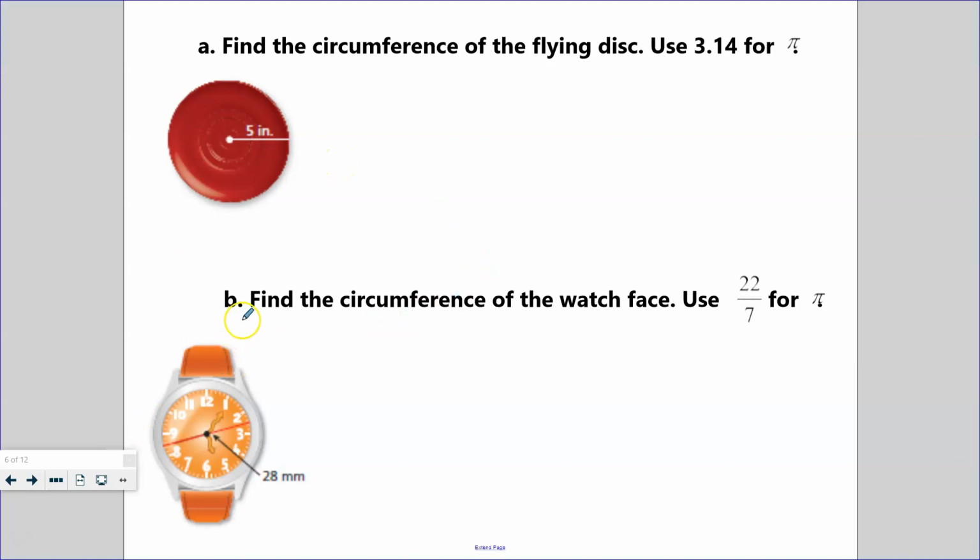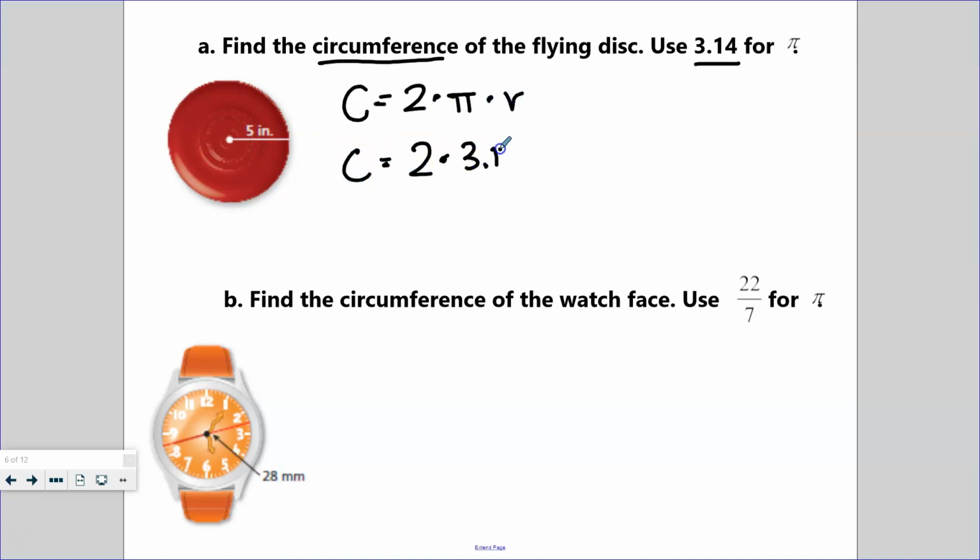Alright, so find the circumference of the flying disc. Use 3.14, so these are real life objects that you might see as circles. So find the circumference. It gives us the radius, so we'll use circumference equals 2 times pi times r. So we have circumference equals 2 times 3.14 times 5 inches. Circumference equals, use your calculator, 2 times 3.14 times 5 equals 31 and 4/10.